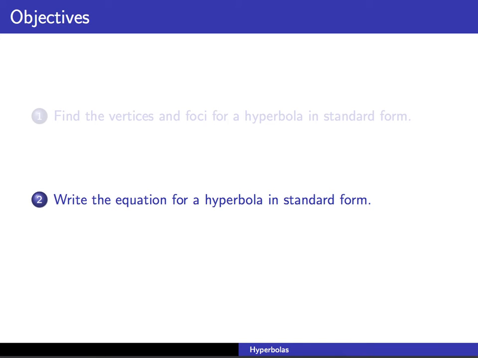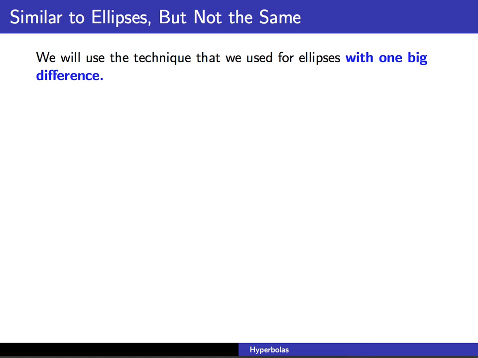Okay, in this video we're going to look at writing the equation for a hyperbola in standard form. We're going to break this objective up into a couple videos for time purposes. The good news is a lot of what we're going to do in this part of our section is pretty much the same process that we did for ellipses. But there is going to be one big difference.